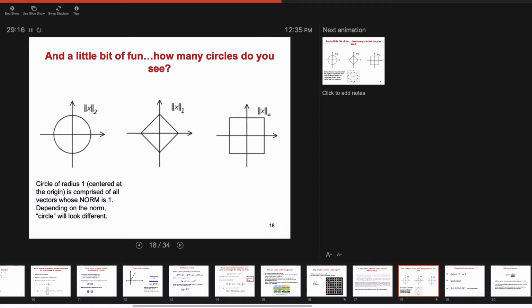Okay. Now this is just for fun. Geometrically, this is a circle, eh? Is this a circle? Sure. And now the L1 norm. Is this a circle?